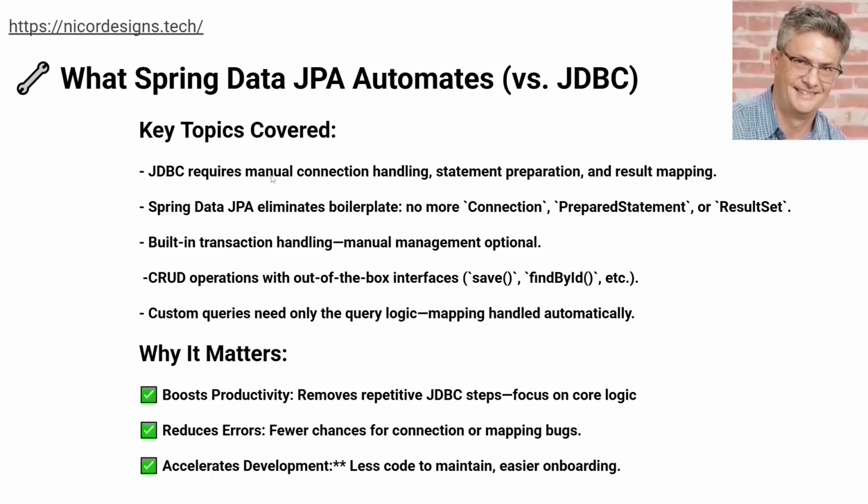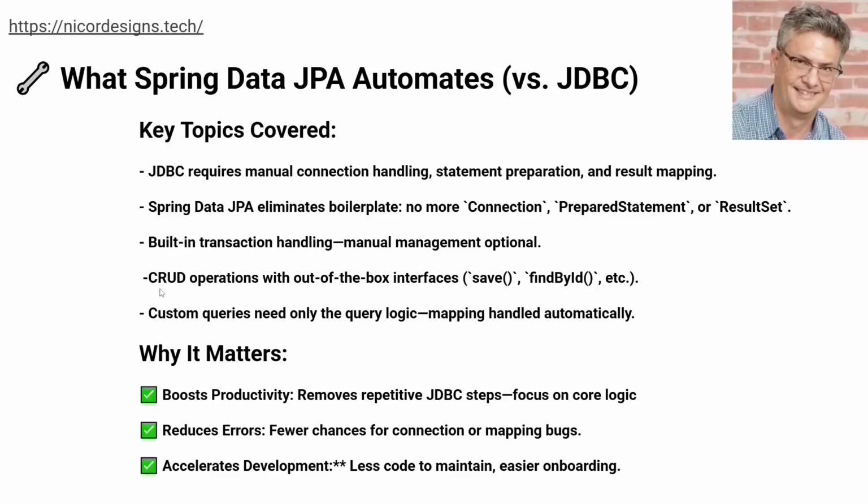JDBC requires manual connection handling, statement preparation, and result mapping. Spring Data JPA eliminates boilerplate, so we no longer have connection, prepared statement, or result set code. It has built-in transaction handling, and we can optionally manage that manually.